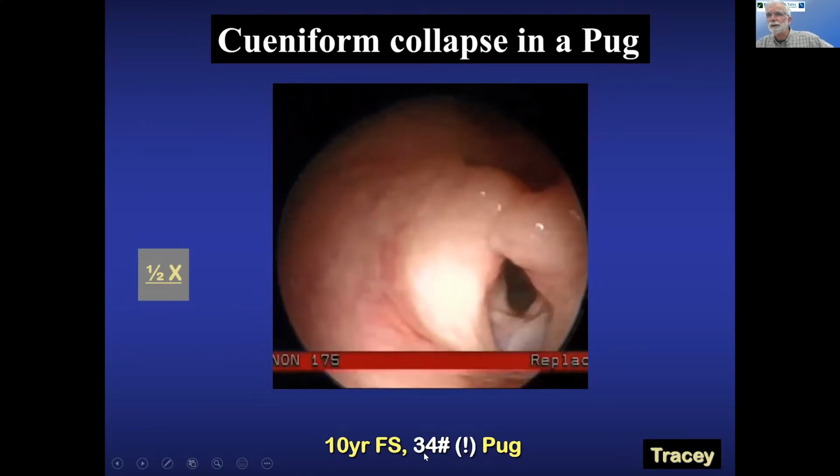So this is just a little pug. You know, AKC says 16 to 18 is a normal pug. A 34-pound pug is a chunk. And getting weight off of them, but also in this case, we were able to do a partial laryngectomy of these tips of the cuneiform processes.